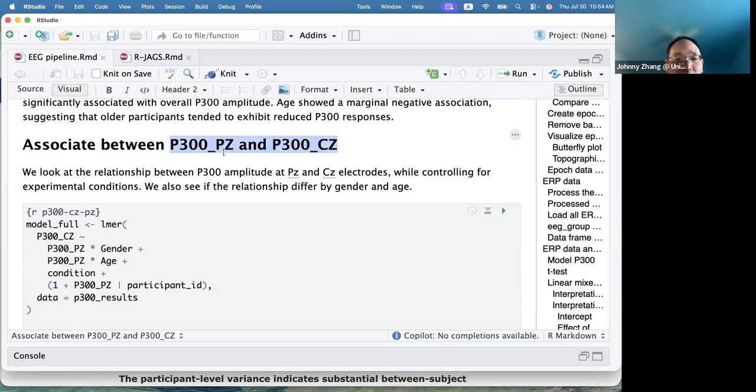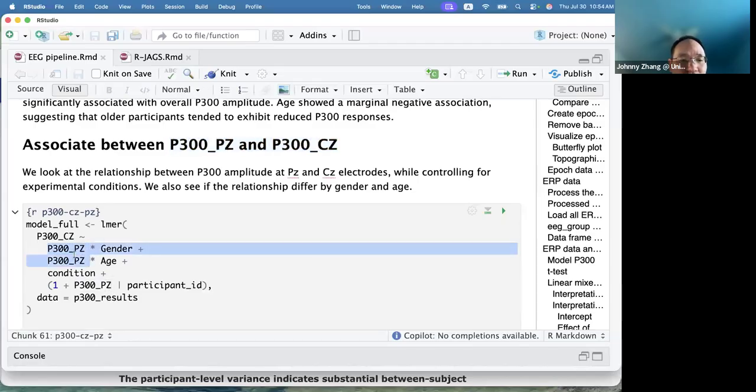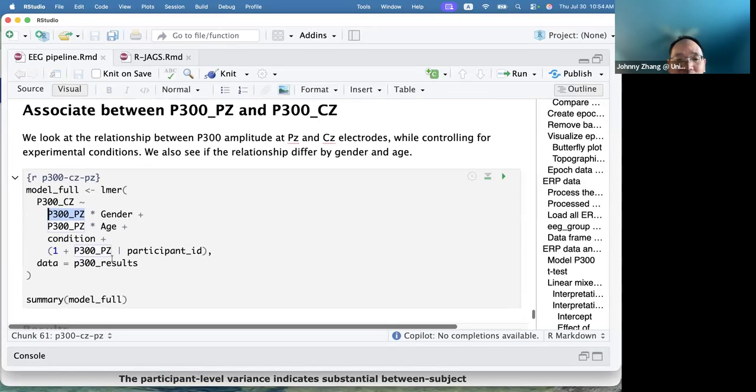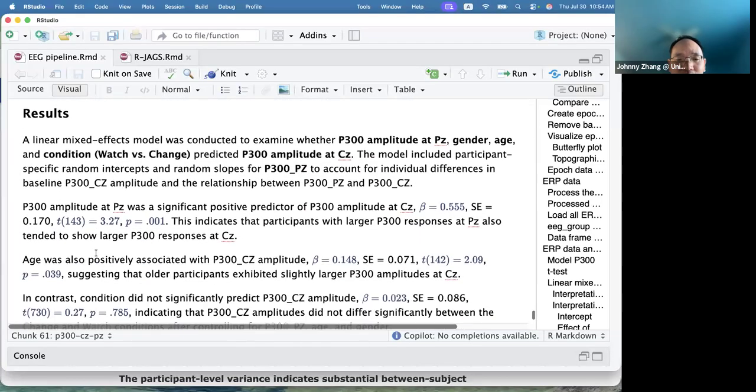We also have a P300 for different channels, different electrodes. We can also look at the association between them. So you can think about it like you control the effect of one channel when you look at another channel. So this basically treats this channel as a time varying covariate, or a condition varying covariate. So I also add the covariates here.